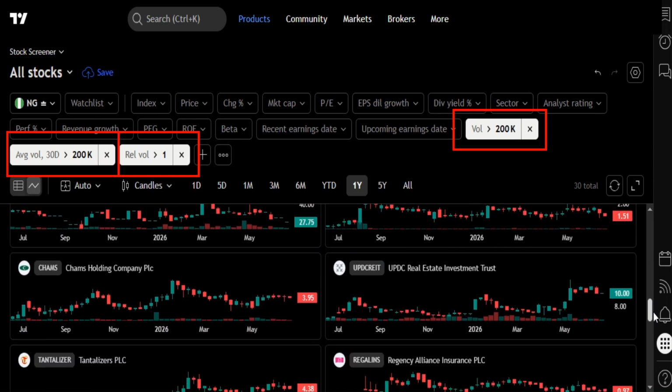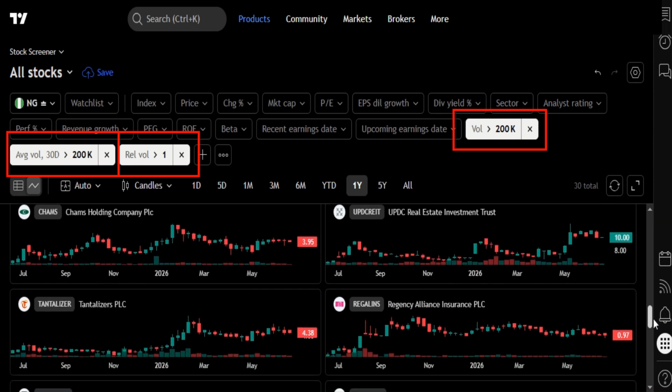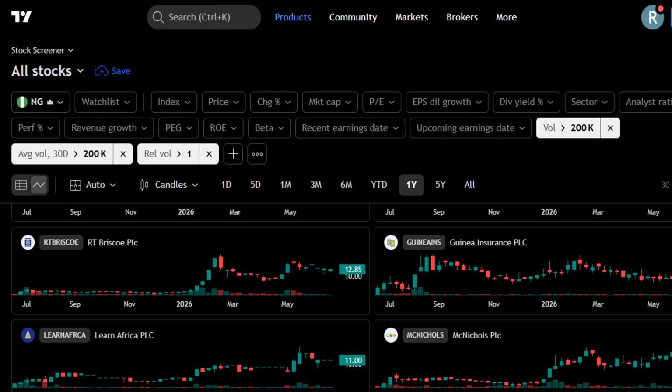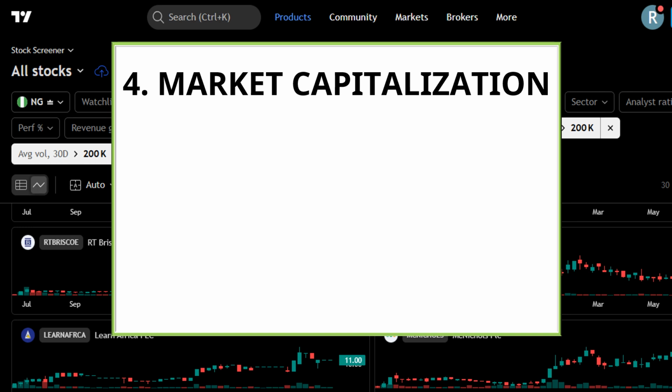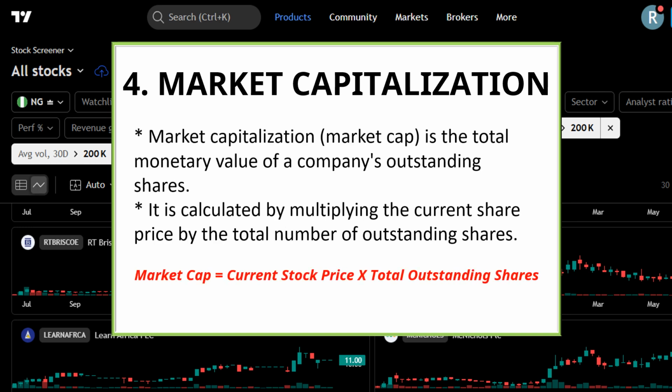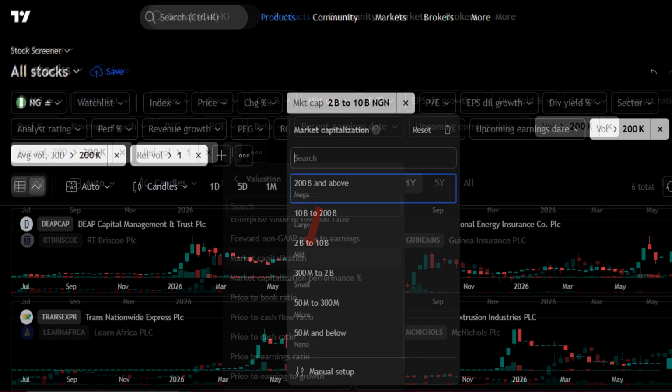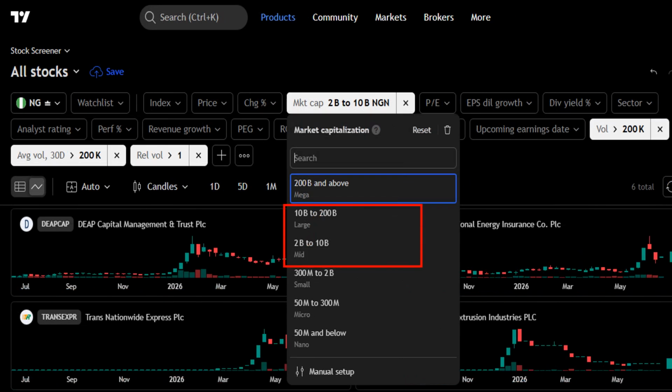But if you want to take your screening process a step further, there are a couple of additional filters that can help you identify even stronger candidates. So let's look at them. Optional filter number 4, market capitalization. Market capitalization measures company size. Larger companies generally attract more institutional investors, and that often creates better liquidity. So select market cap filter and focus mainly on mid cap and large cap stocks. So you can set your preferred range.